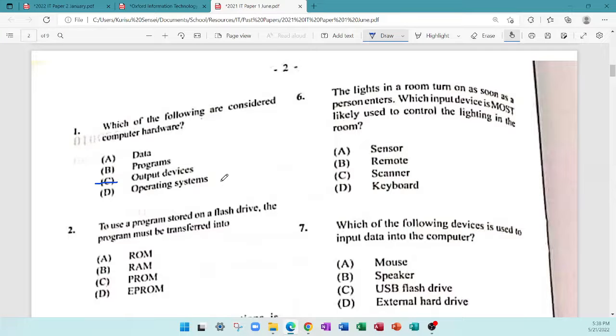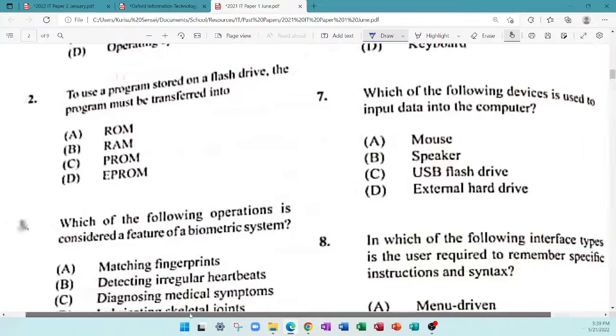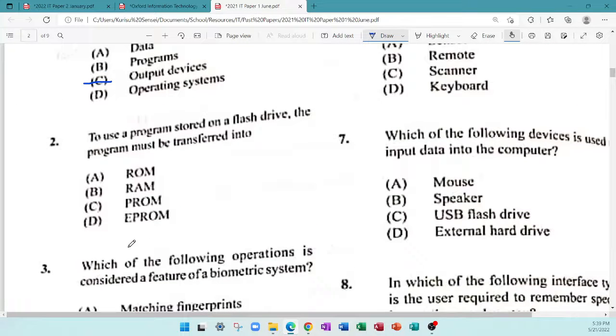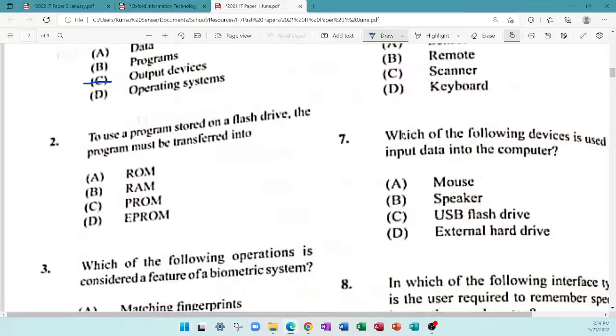And we all know what an operating system is, right? Yes, sir. Question 2: to use the program stored in a flash drive, the program must be transferred into... No one knows? No, sir. Please answer that question.